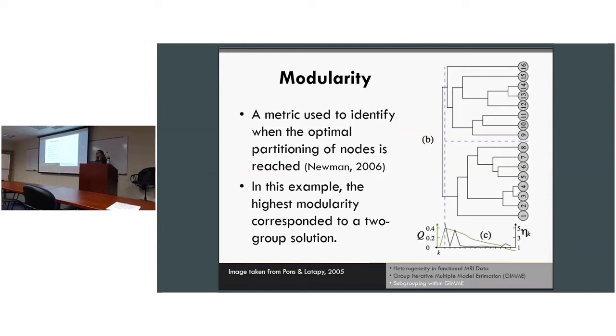And so Newman came up with modularity, which is a stopping mechanism for when to stop clustering. And so in this example, we see Q, modularity, is at a peak at the second cluster, and so that's where the division would stop. So this is modularity in a nutshell.